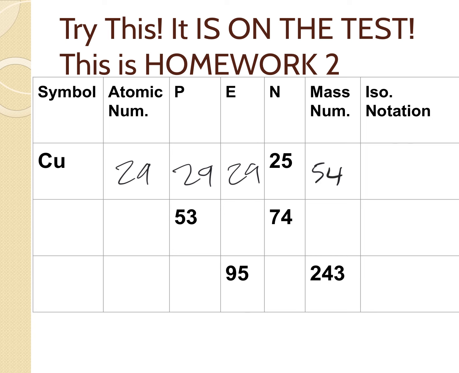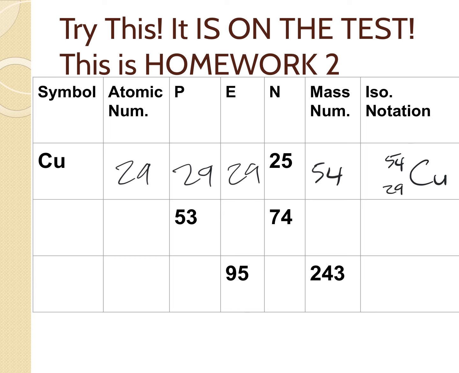What will be the isotope notation for this specific atom of copper? It will be Cu. The top number is the mass number, because that makes it unique, 54. And the bottom number will be the atomic number, 29, or the number of protons.